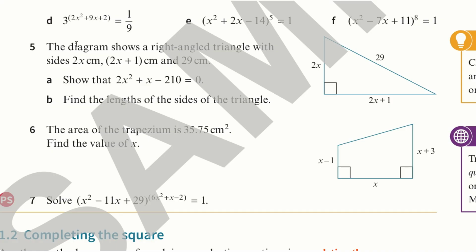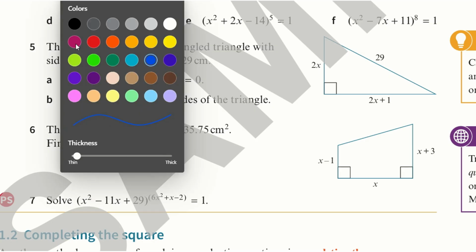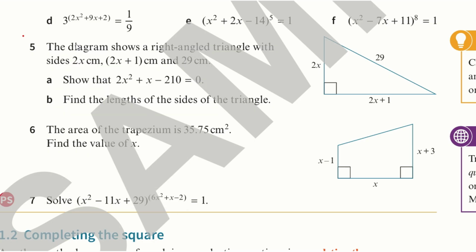So now we will solve the rest of the part, and our question is number 5. So we will solve number 5. That is, given the diagram shows a right angled triangle with sides 2x, 2x plus 1 and 29 centimeters. So this is our right angled triangle, and we need to solve this one.